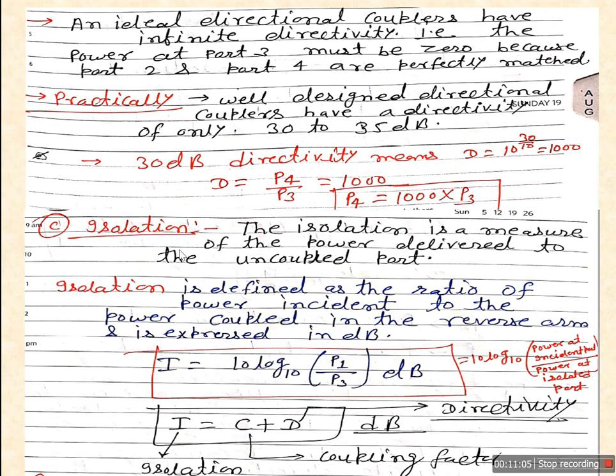The third parameter is isolation. The isolation is the measure of the power delivered to the uncoupled port, and the definition is 10 log 10 power at incident port upon power at isolated port. Always remember the formula in terms of power at incident port upon power at isolated port. Do not remember the formula in terms of P1, P3. If someone changes the numbering, P1, P2, P3, at that time we face the problem. So always remember it in terms of power at incident port upon power at isolated port. And isolation is equal to coupling factor plus directivity. You can check the answer by using I equal to C plus D.